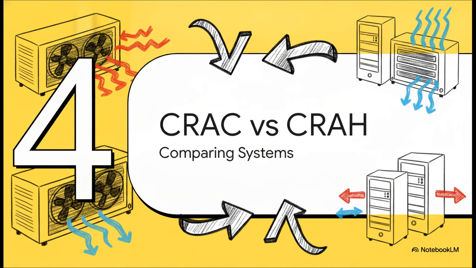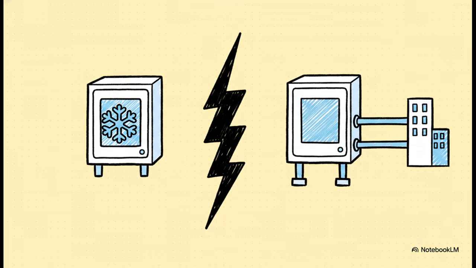Now we're going to put these two foundational solutions head-to-head to see exactly where and why each is used in modern infrastructure. Here is the real aha moment. CRAC creates cooling using refrigerant versus CRAH, which transfers cooling using chilled water. It sounds so simple, right? But this single fundamental distinction dictates how entire facilities are engineered from the ground up.